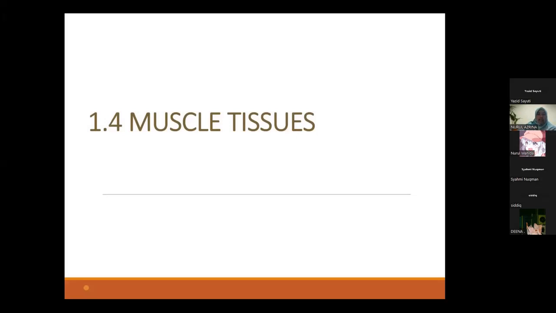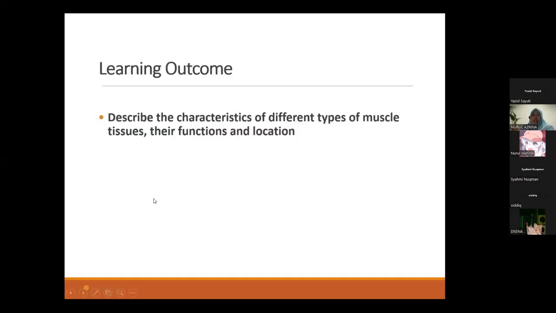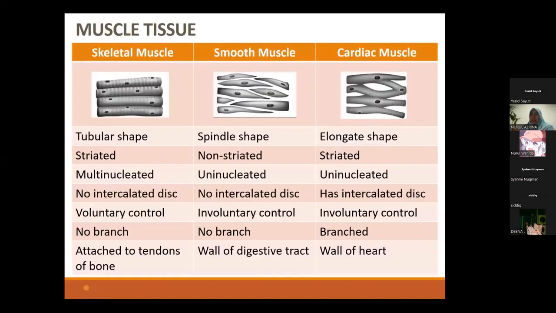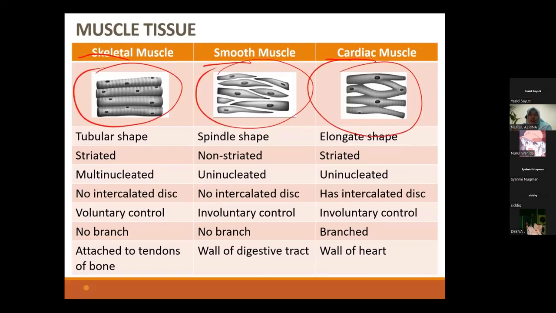Okay, so next let's continue with muscle tissue. For muscle tissue, there are 3 different types, right? So you have to know the characteristics of each, and the function and also location. So the three different types of muscle tissue are skeletal muscle, smooth muscle and also cardiac muscle. So again and again, please memorize the picture. Make sure you are able to identify which one is which, all right?